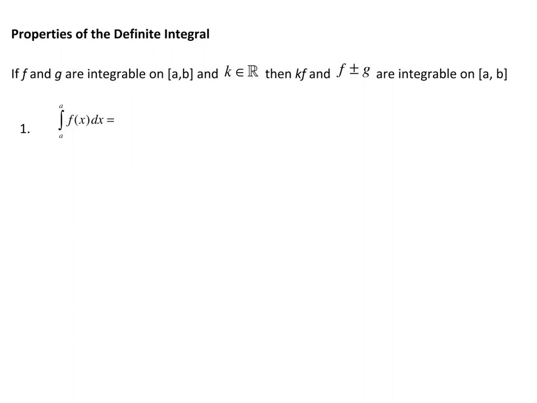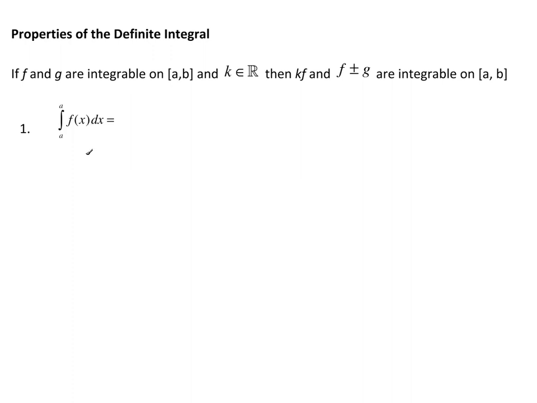Now let's take a few minutes here to look at some properties of the definite integral. If f and g are integrable on a to b, and k is some real number, then k times f and f plus or minus g are also integrable on a to b. So here are some properties, and let's keep these in mind as we take a look at a couple of examples here.